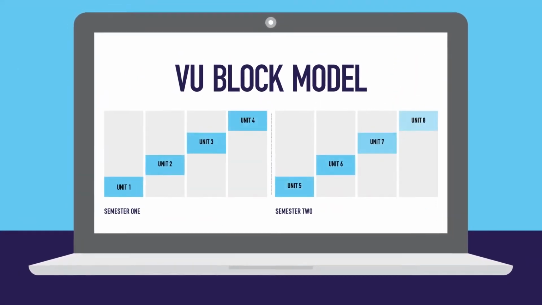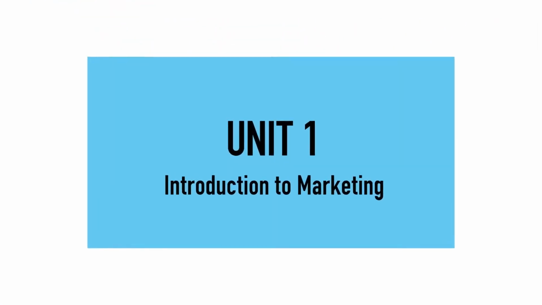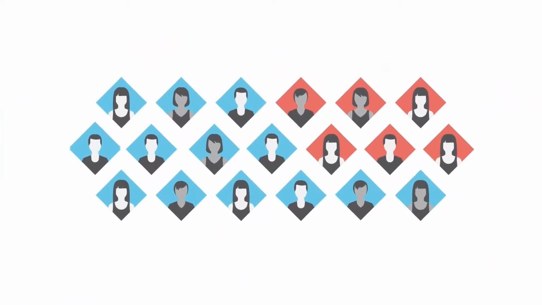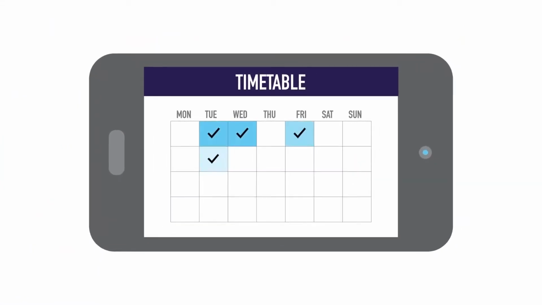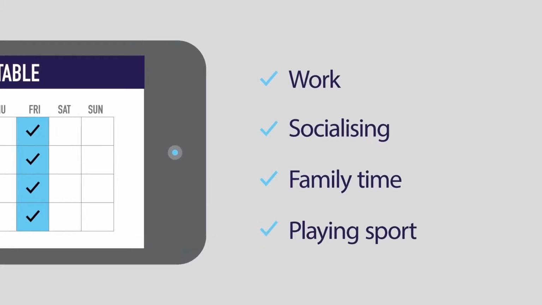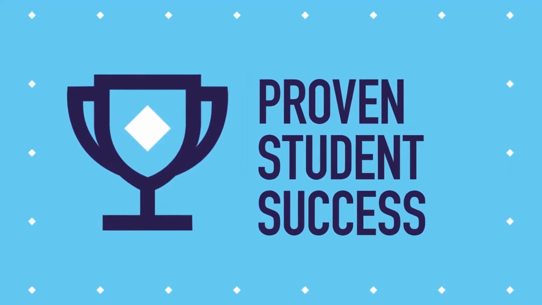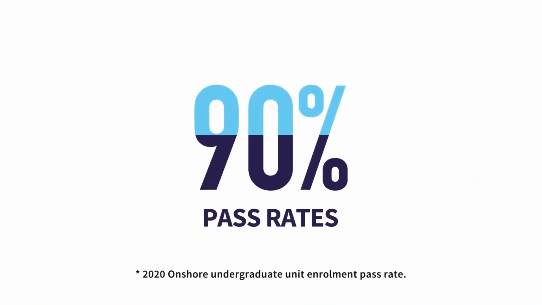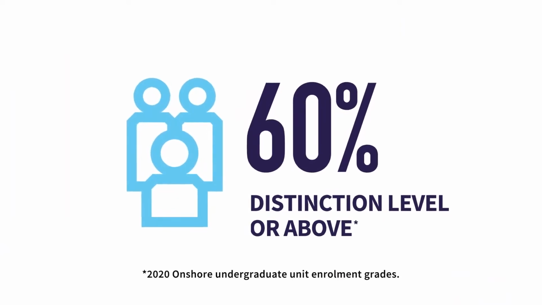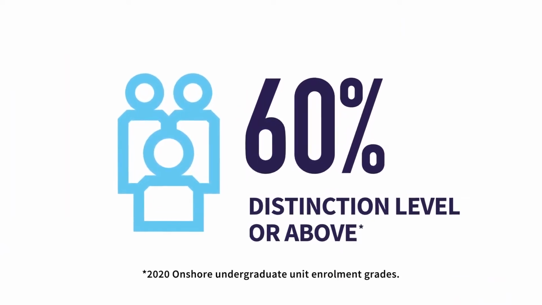Students have greater focus learning 1 thing at a time, studying in smaller, more collaborative classes. The students only attend class 3 days per week, so you can still focus on other activities in your life. With the introduction of the block model, student success is soaring, with a pass rate of over 90% for undergraduate students and more than 60% receiving grades at distinction level or above.